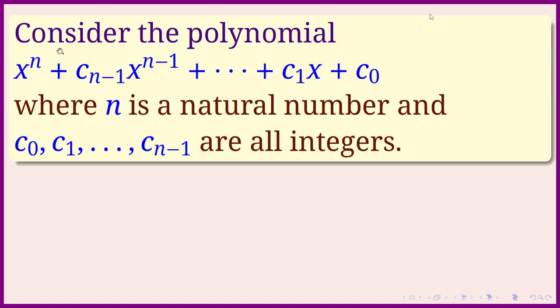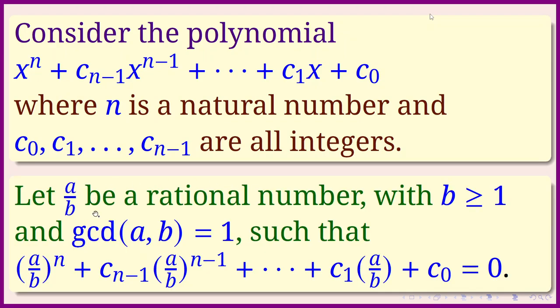So, consider a polynomial like this, x to the power n, with coefficients c_{n-1}, c_{n-2} and so on up to c_0. c_0 is the constant term, n is a natural number, and c_0, c_1, up to c_{n-1} are all integers. Let a by b be a rational number in its lowest form, that is b greater than or equal to 1 and GCD of a and b is equal to 1, such that this rational number is a root of this polynomial. So, a by b to the power n plus c_{n-1} times a by b to the power n minus 1 and so on up to c_0 is equal to 0.